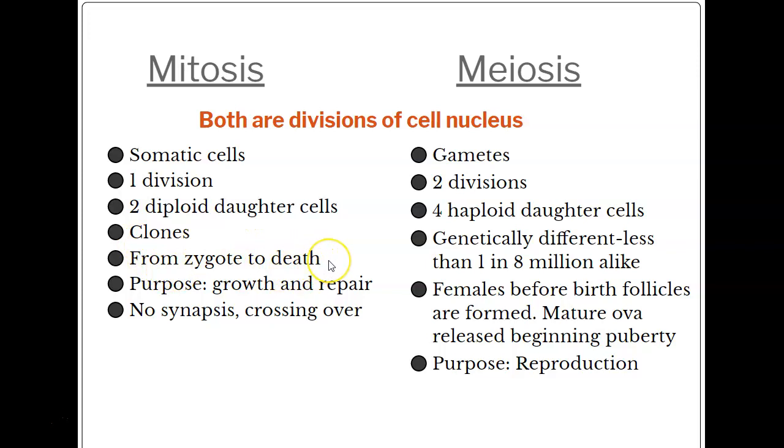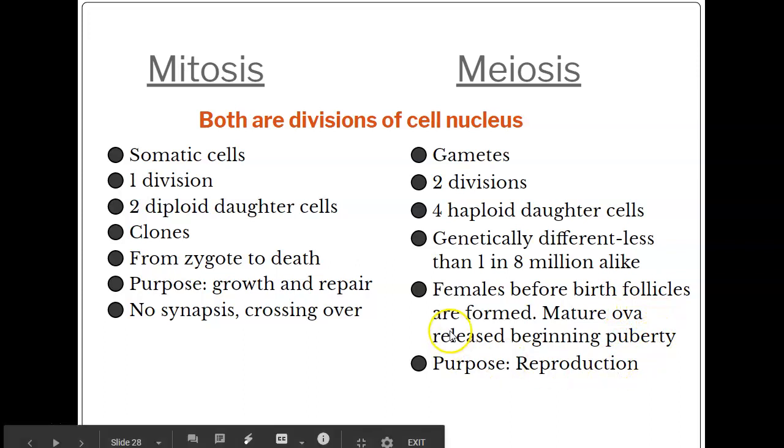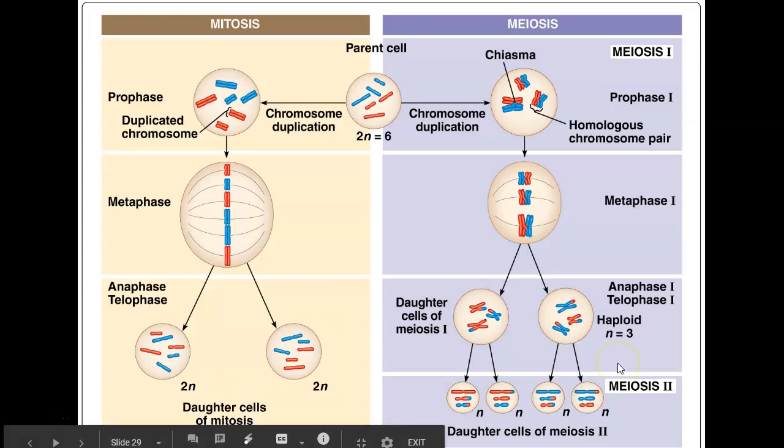Mitosis is what your cells go through from when you're formed to when you die to grow and repair, and there's no crossing over. Meiosis is for the generation of eggs or sperm for reproduction.